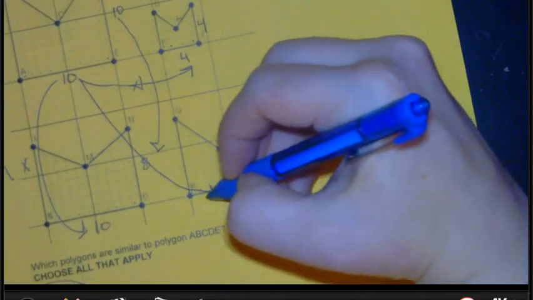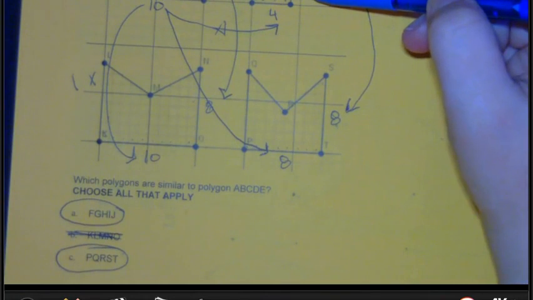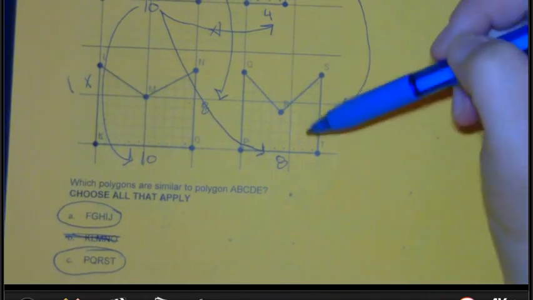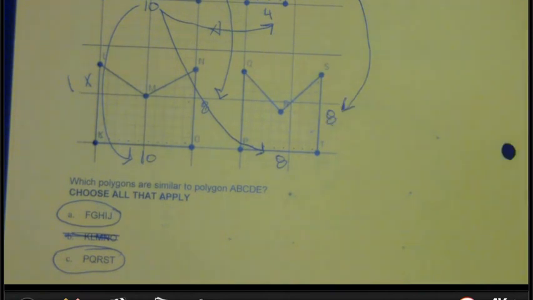Whatever you multiply 10 by to get to 8, you're going to do the same thing to the other 10, and you're going to get another 8. So both of those have to be the same number, and that has to be true. That gives you the only possible answer choices: your figure FGHIJ and your other, smaller figure PQRST. Those are the only two similar figures to your original A, B, C, D, E.